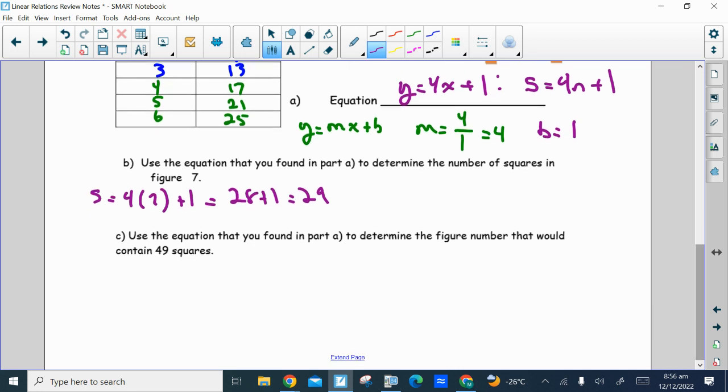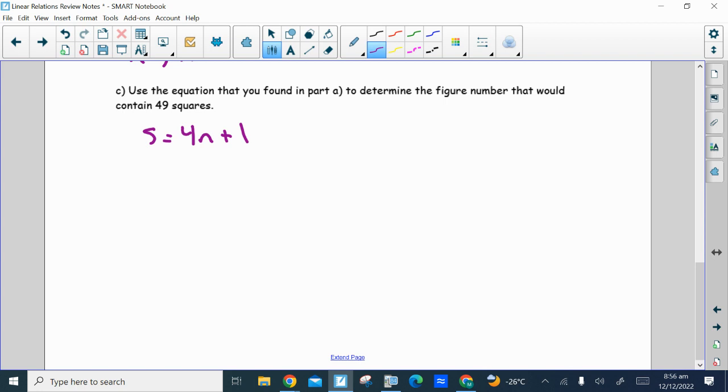And then it says use the equation that we found to determine the figure number that would contain 49 squares. So our equation is s, the number of squares, equals 4n plus 1. In this case, we're given that s, the number of squares, is 49. We want to know what the figure number n is. So we need to solve this equation for n.